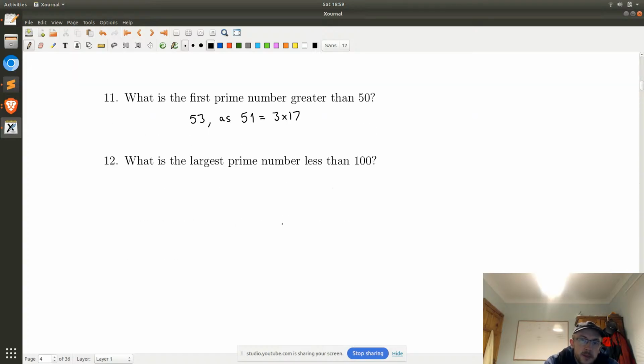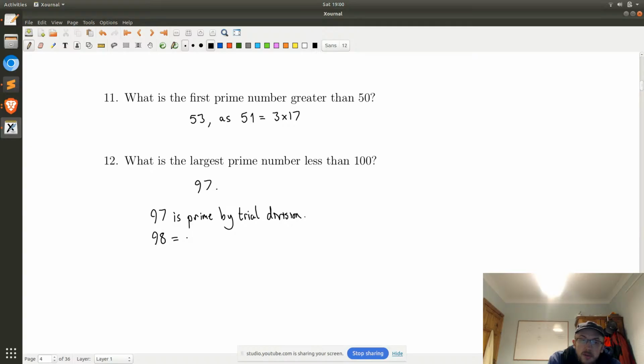What is the largest prime number less than 100? The answer is 97. Divisibility rules can be performed on 97, or by trial division. 97 is prime by trial division. And then I need to show that 98 and 99 are composite.